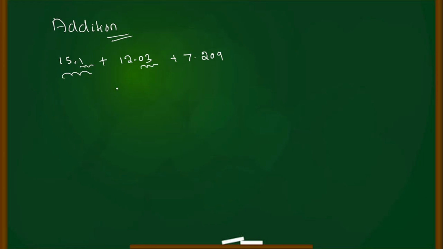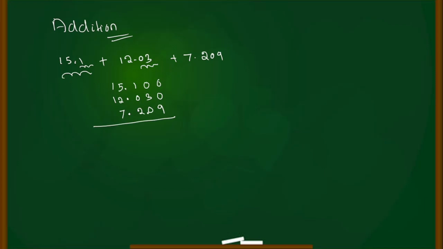So how to convert? First simply write down 15.1, then 12.03, then it will be 0, then again write down 7.209, and here is also 0 0. This is called like decimals. All are like decimals.